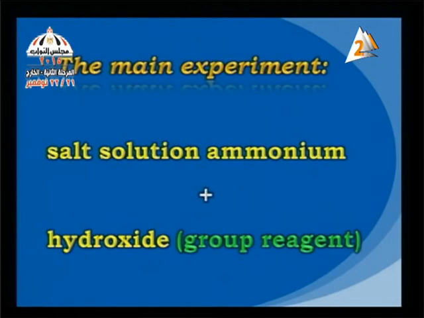The main experiment here is salt solution plus ammonium hydroxide. This is the group reagent. Oh, we have a group reagent here also. Tell me again, I don't understand. Here we have the group reagent: mixing a salt solution that contains any one of these cations with ammonium hydroxide is called the group reagent.